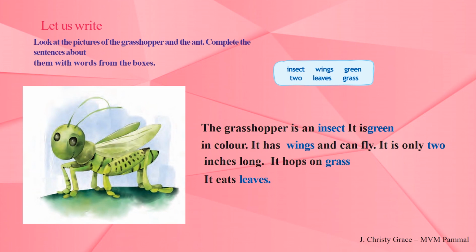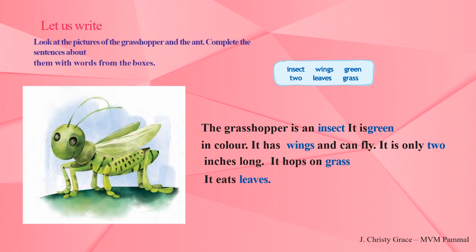In the box they have given insect, wings, green, two, leaves, grass. These are all the keywords which we are going to use in the particular sentences. Shall we complete this? Yes. The grasshopper is an what? It's an insect. Yes, very good. Next, what color is it? Yes, it is green in color.